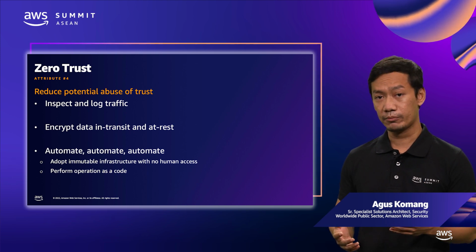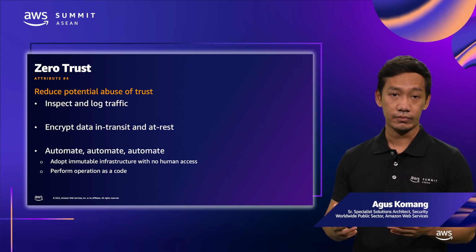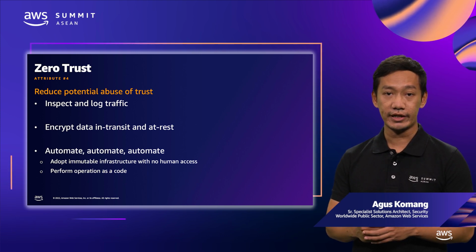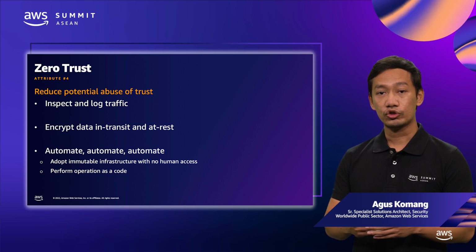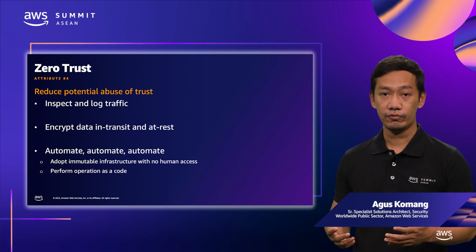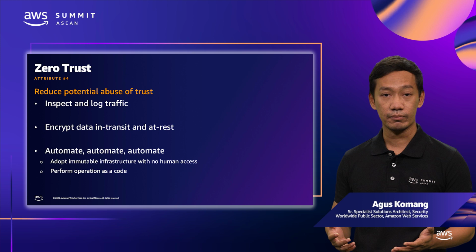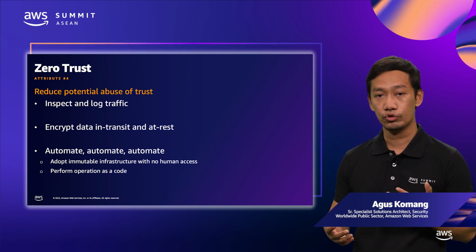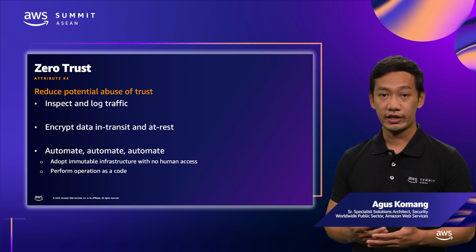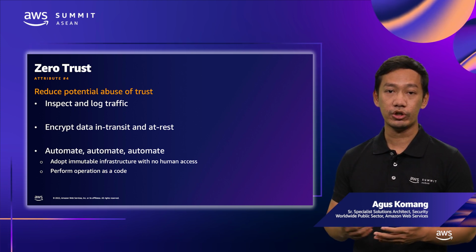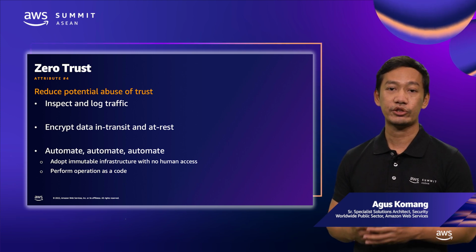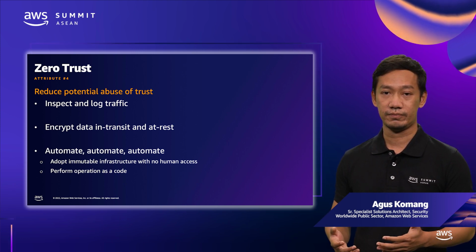So all network traffic must be inspected and logged. Use encryption to further protect your data in transit and at rest. Use automation as the primary mechanism for operation via two ways. First, adopt an immutable infrastructure to reduce human access. Second, convert your operational procedures and tasks into code and automate the execution by triggering them in response to events.